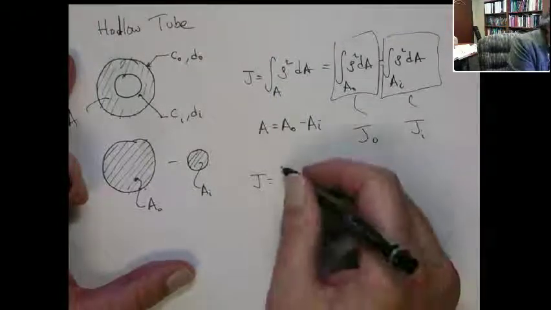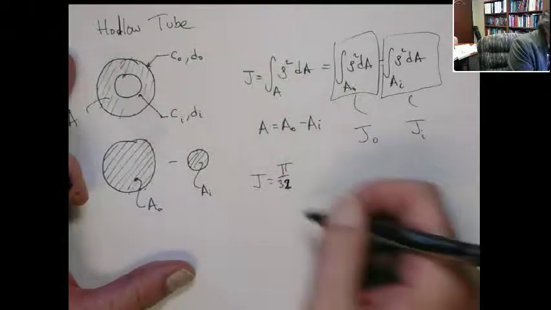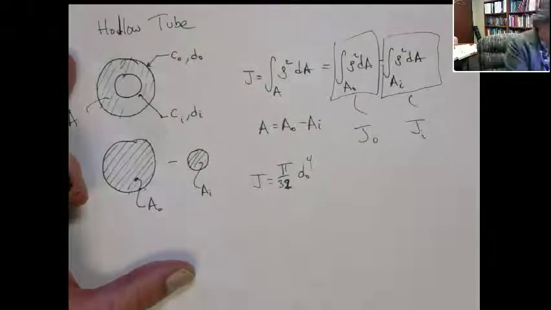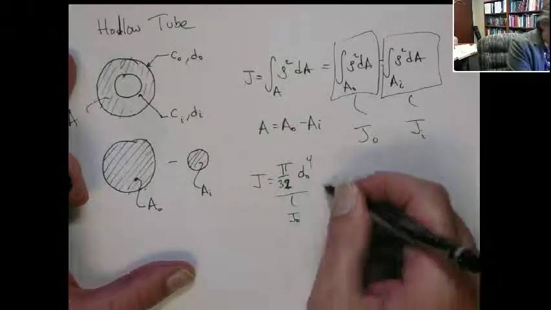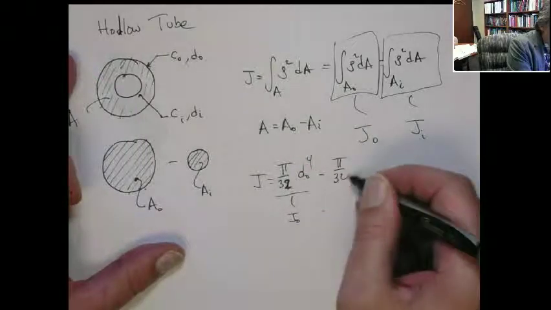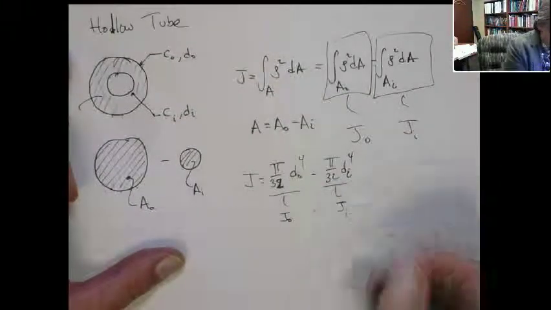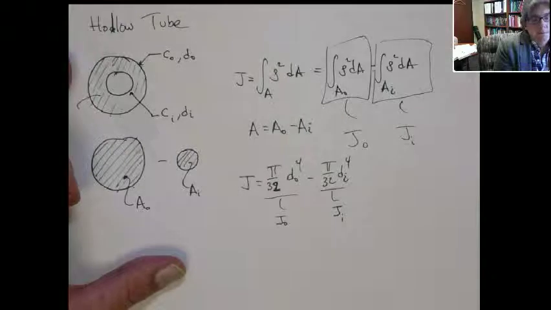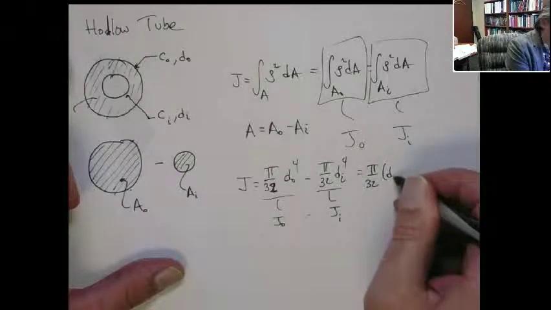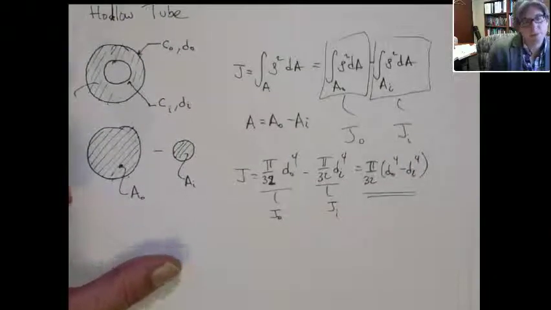So the outer J is pi over 32 outer diameter to the 4th. That's the outer J. And we're going to subtract the J from the inner, that would be just pi over 32 inner diameter to the 4th. And then, you know, we take pi over 32 out, it's just pi over 32 times outer diameter to the fourth minus inner diameter to the fourth. That's what you get for a hollow tube, right?